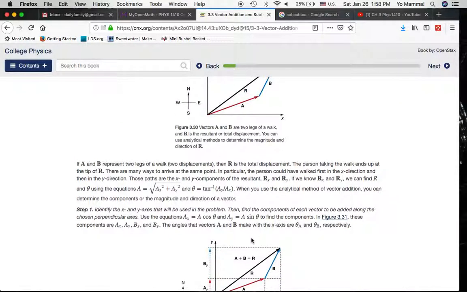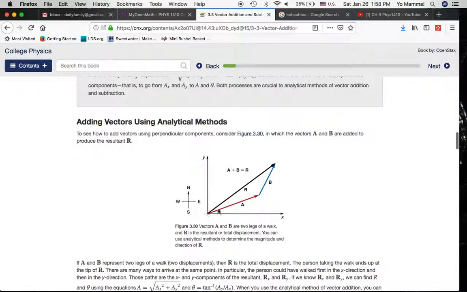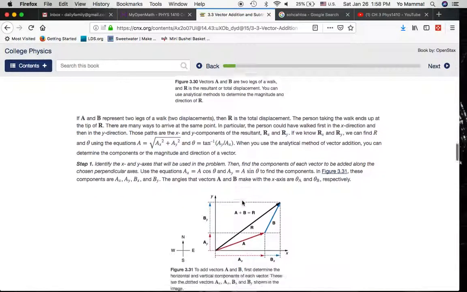Now here's the real doozy. Here's the real power of this idea. Let's say that we have two vectors, A and B, this red vector and this blue vector, and we want to add them together to make the vector R. We did it before by doing the head to tail method, drawing this in and measuring and everything else. But what if we want to do it and know much more precisely what the answer really is?